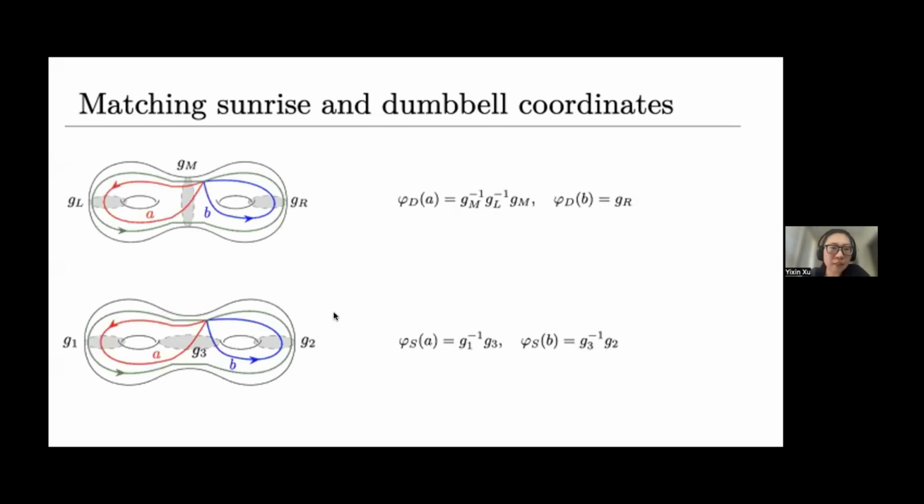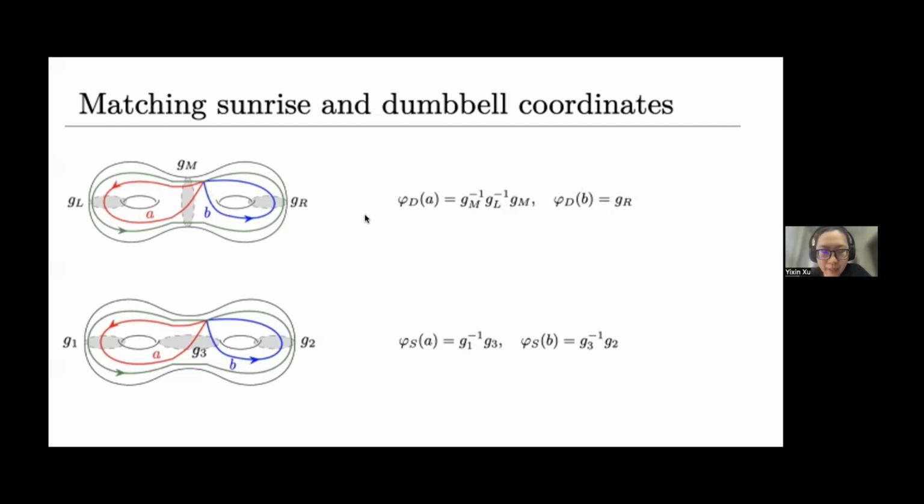So consider the following three loops on the genus-2 manifold. We call the red loop A, the blue loop we denote as loop B, and the green loop is basically B concatenated with A. Now, in the dumbbell channel, we see that the loop A first goes through the cutting sphere corresponding to GM, then it goes through GL inverse, and then it comes back through GM inverse. So phi D will map the loop A to GM inverse, GL inverse, GM. Similarly, it maps the loop B to GR, right?